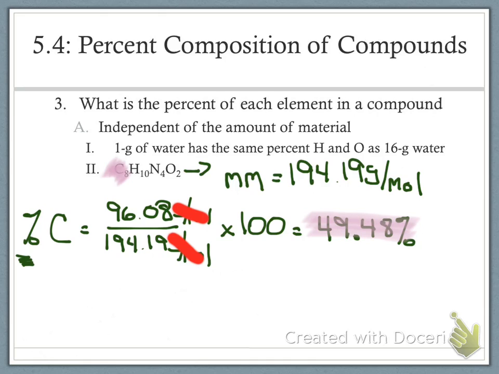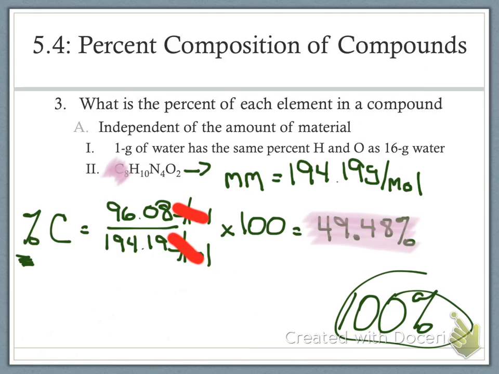All right, now there's 3 other elements in this compound. I'd like you to go ahead and try to figure out the percentages of each one of those, and if you do it correctly, what should all of those percentages end up adding up to? Hopefully you know that should be a hundo. Okay? All right, that's it.